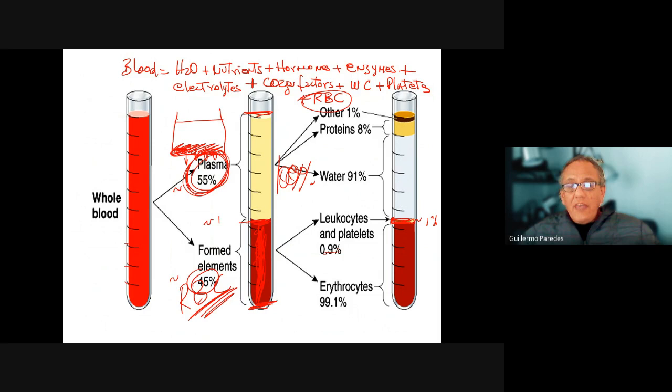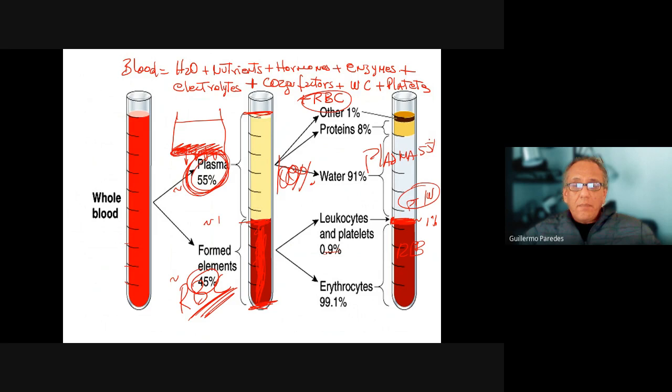What we have here in this transition between the plasma and the red blood cells are going to be the platelets and the white cells. So that is the area where they are going to be. What does it mean? The heaviest elements are the red blood cells, less heavy are going to be the platelets and the white cells, and less heavy are going to be the rest. That is called plasma. How much is the plasma? Plasma is 55%. You okay with that?